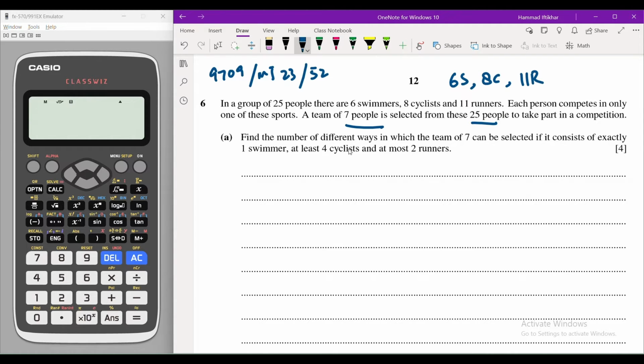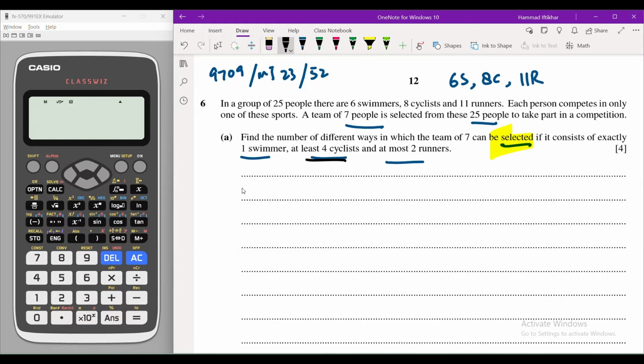Find the number of different ways in which a team of 7 can be selected if it consists of exactly one swimmer, at least 4 cyclists, and at most 2 runners. Right, okay. So this is a combination problem because they want us to select a team. So let's take a look at different cases because we have at least 4 cyclists and at most 2 runners.